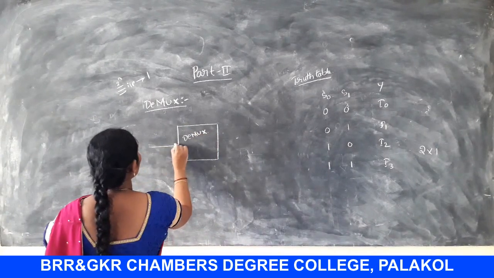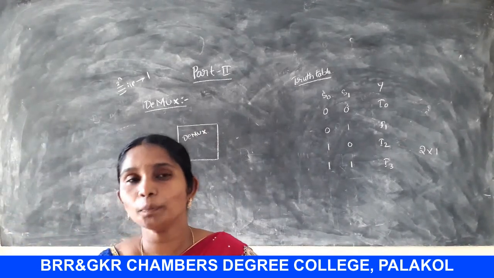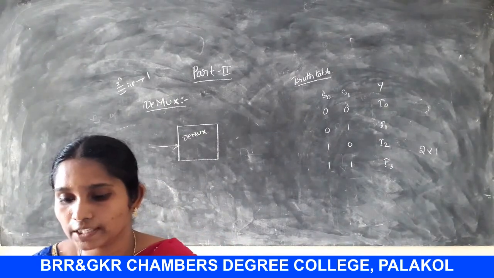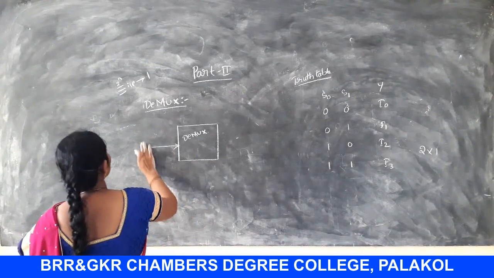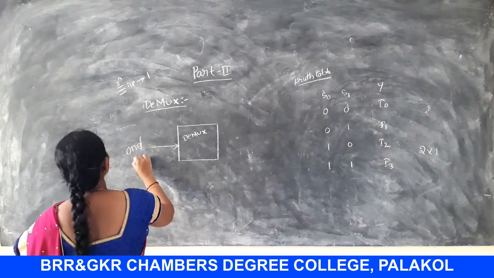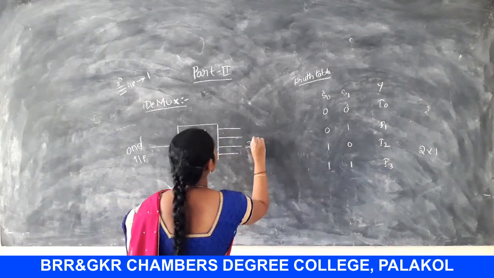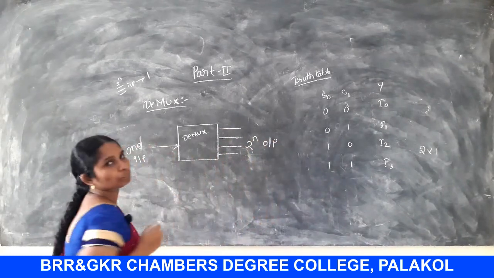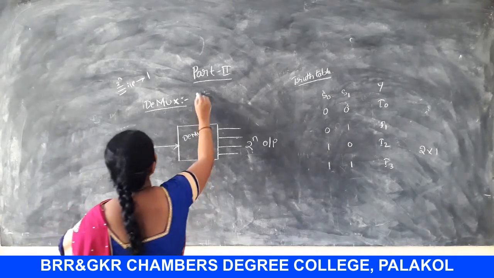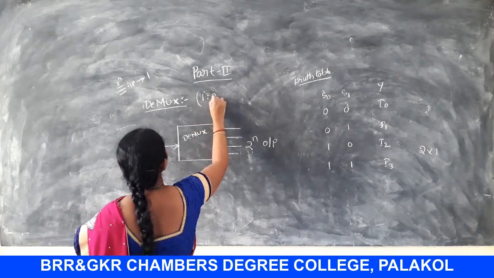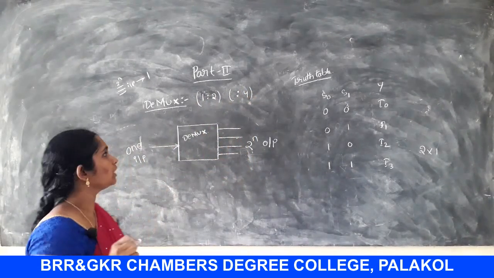When you apply a single input, it produces 2 power n outputs here. In your syllabus they give only the 1 cross 2 and 1 cross 4 multiplexer, demultiplexer.